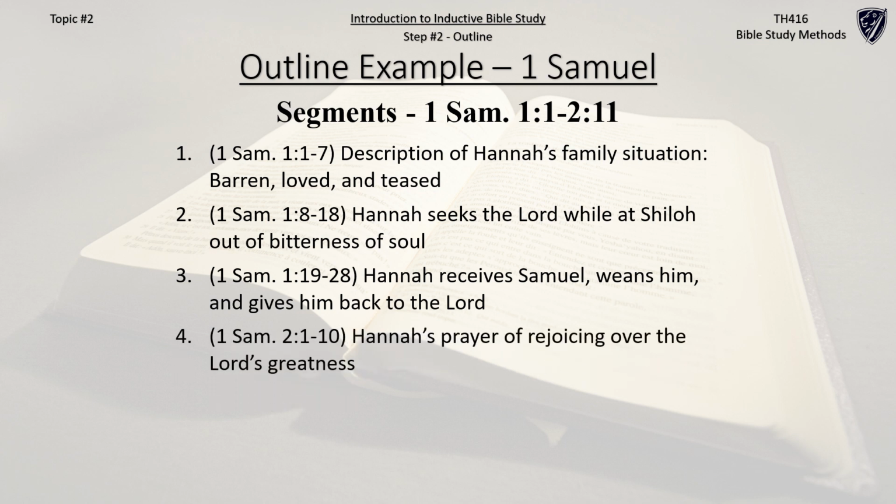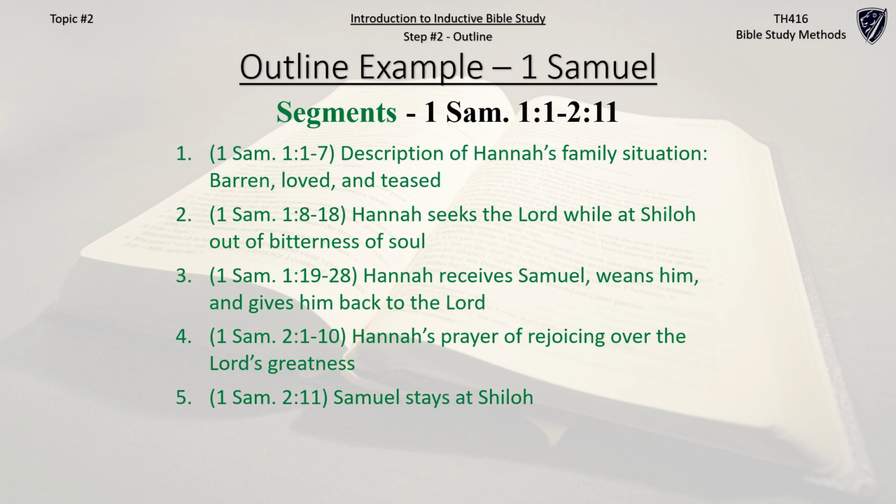Now in verses 1 through 10 of chapter 2, we have Hannah's prayer of rejoicing over the Lord's greatness and what the Lord did for her in giving her a son. And then we have a very small segment, verse 11, which, again, I said most of the time it's not smaller than 5 verses, but in this case, it is. Samuel stays at Shiloh, and that's a very significant aspect. That's why I have it as its own segment, because Samuel now is staying at Shiloh and not going home anymore to his family and to his mother Hannah. So that would be the segments for this portion.